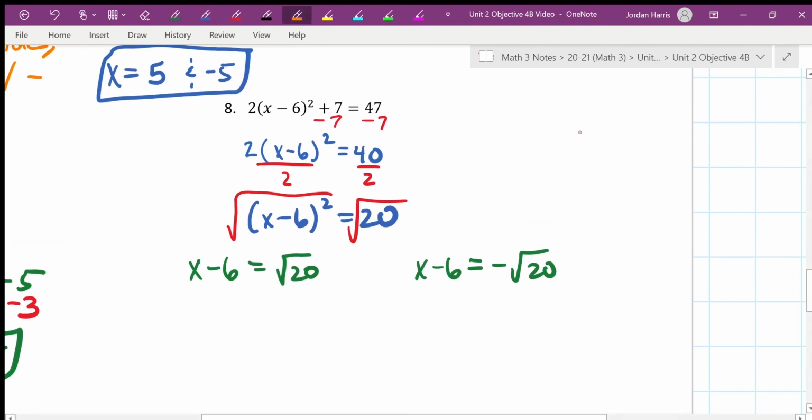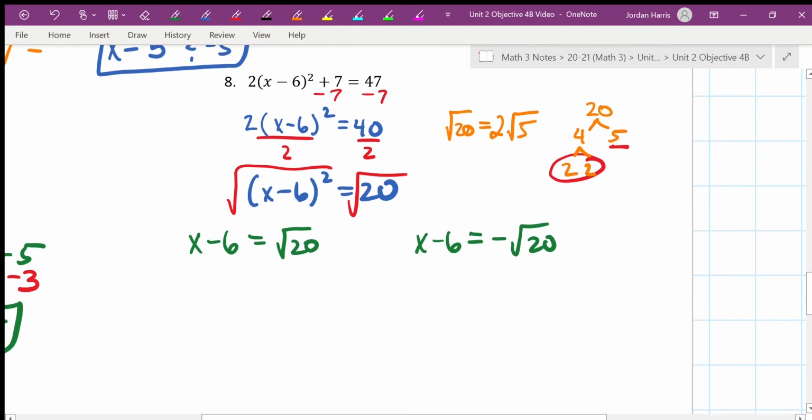So we need to know how to write out the square root of 20. Might need to make a factor tree if that's what you need. So 4 and 5, 4 breaks down to 2 and 2. We're looking for pairs. I have a pair of 2's with the 5 left over. So the square root of 20 is 2. One of the pair comes out with a square root 5 left. Whatever is left stays inside. So you need to know how to simplify square roots. So 2 root 5. So I get x minus 6 equals positive 2 root 5. X minus 6 equals negative 2 root 5.